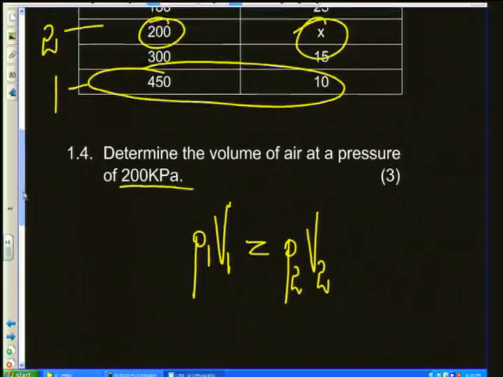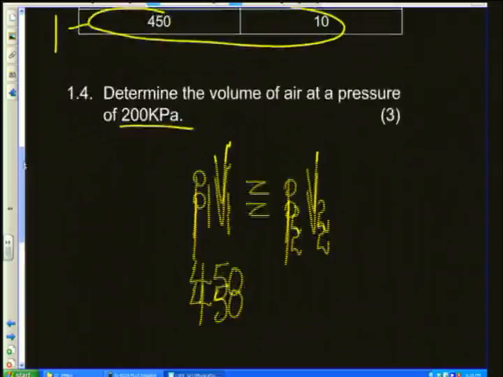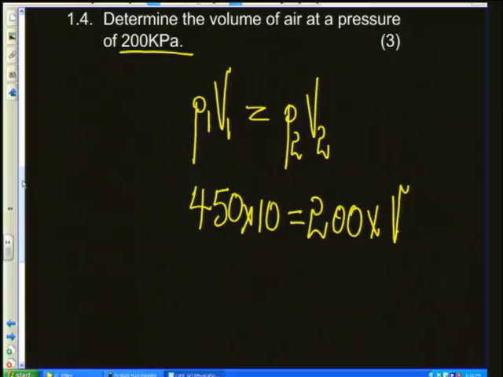So simply I can substitute and say for 1, I've got pressure is 450. And then, what's our volume in there? That's 10, so it's multiplied by 10. That's equal to, our pressure there in P2 is how much? Is 200. And that's multiplied by V2. We can safely say X. Let's just put X in there, and I'll use a different color and say that's X. So that's okay. And then let's use our calculator and find out how much our X is.